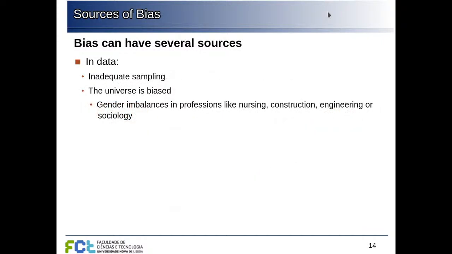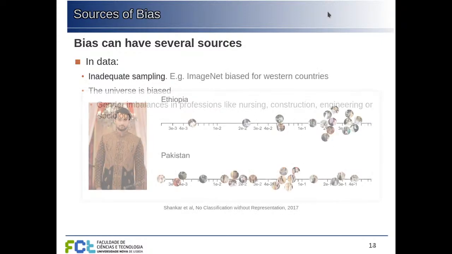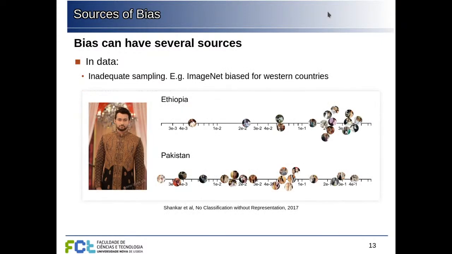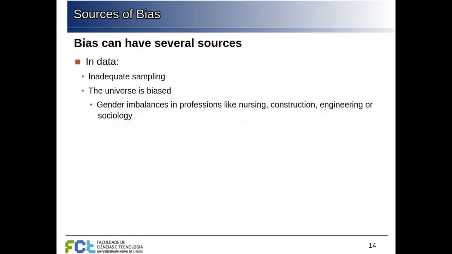Another more complex problem, or harder to solve, is when the universe itself is biased. In this case, we could think that we can solve this by gathering photos from many countries and not just Western countries. And so we could enrich our data set and avoid this kind of bias that is coming from incorrect sampling. But suppose, for example, that we are looking at professions like nurses, construction workers, engineers, sociologists, and things like that, and there are very large gender imbalances in these professions.